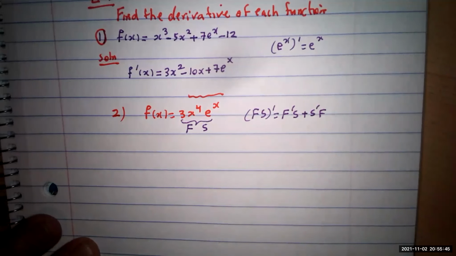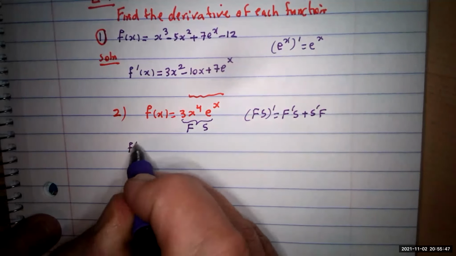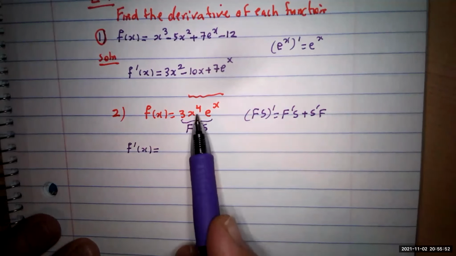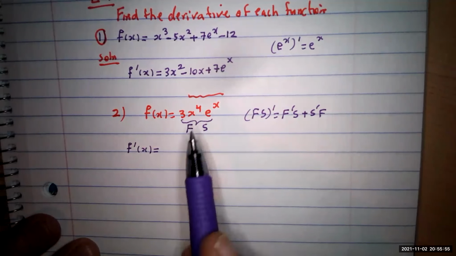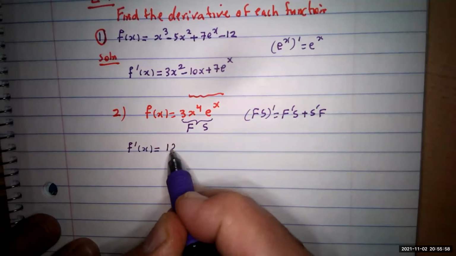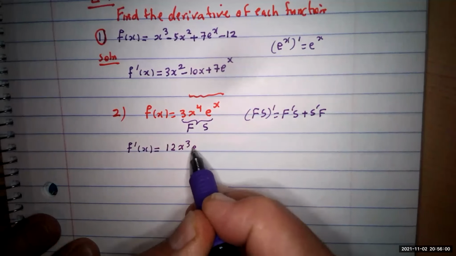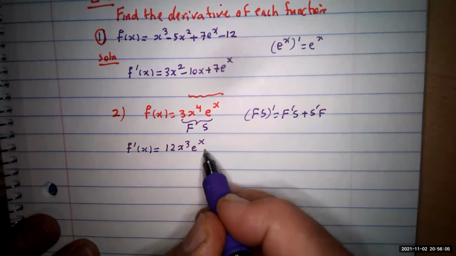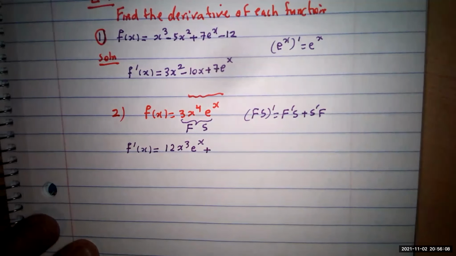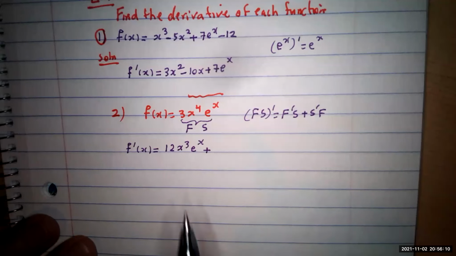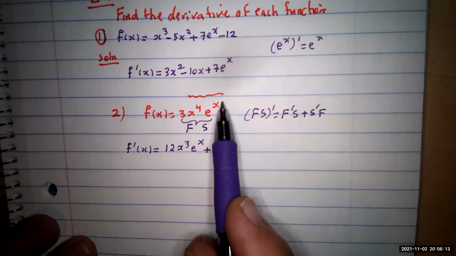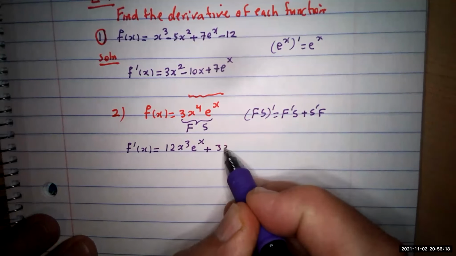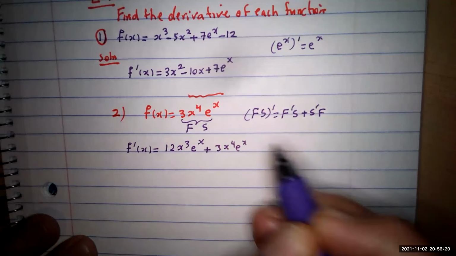Now apply the rules. f prime of x equal to the derivative of the first function, power 4 times 3, 12, 12x to the 3rd, times the second function, e to the x, plus the derivative of the second function times the first one. What's the derivative of the second function? The derivative of the e function is just the e function. So times the first one, 3x to the 4th, e to the x, and you're done.